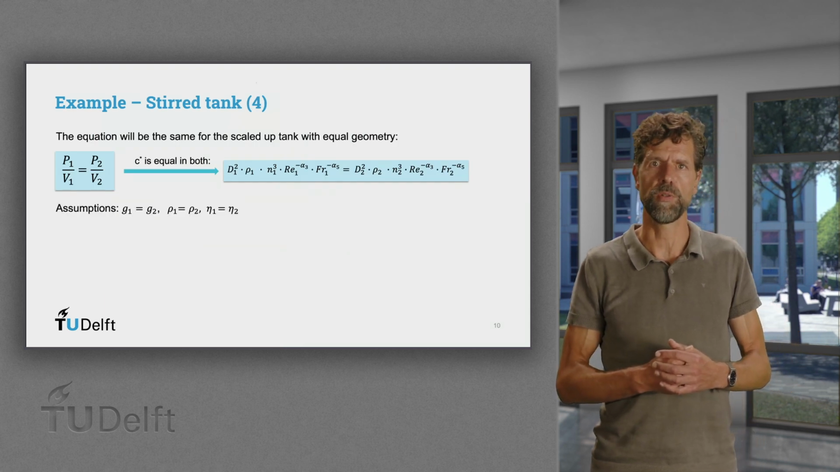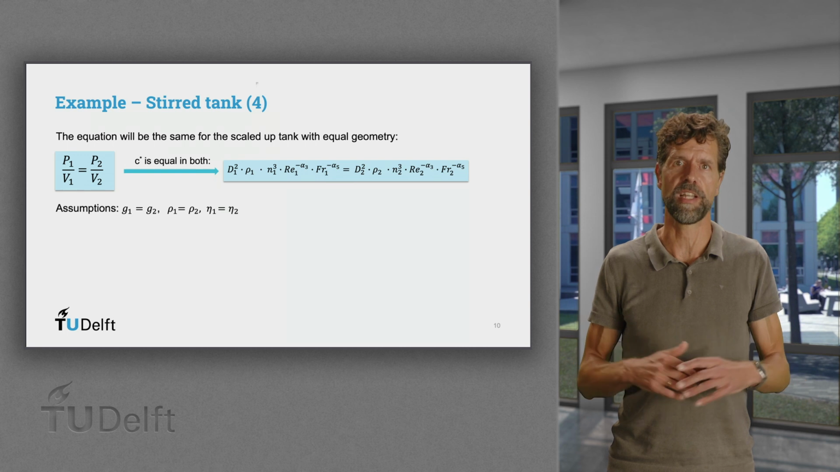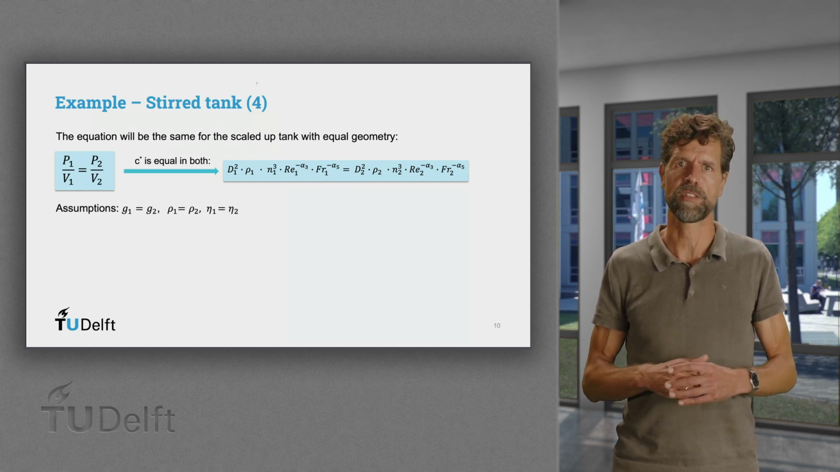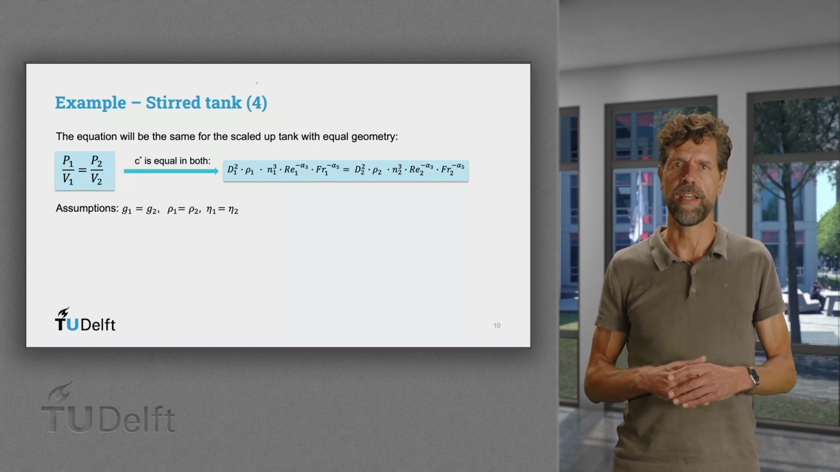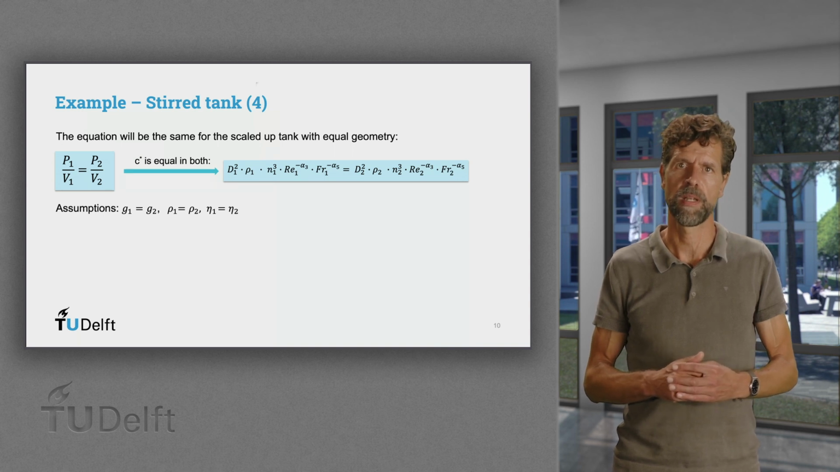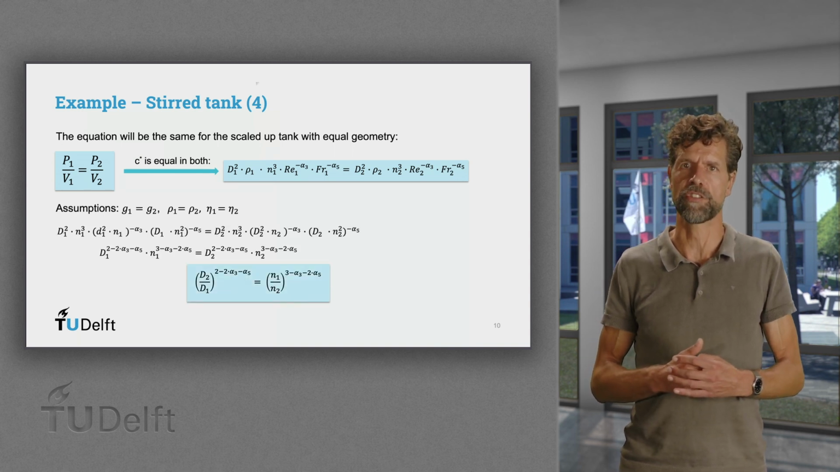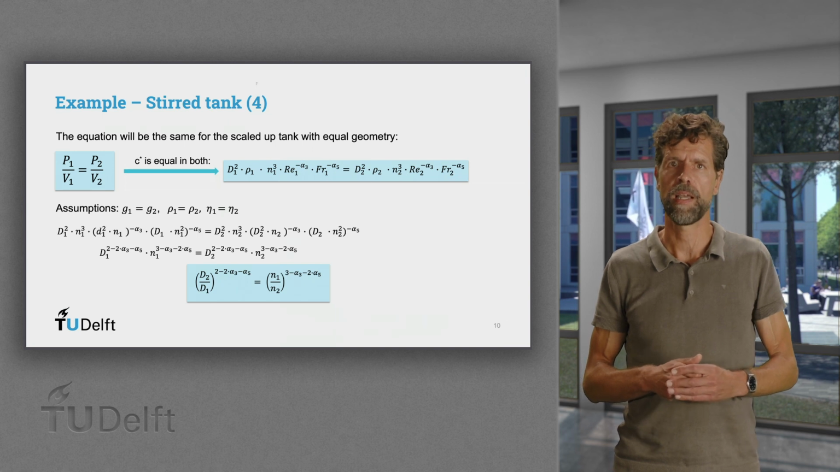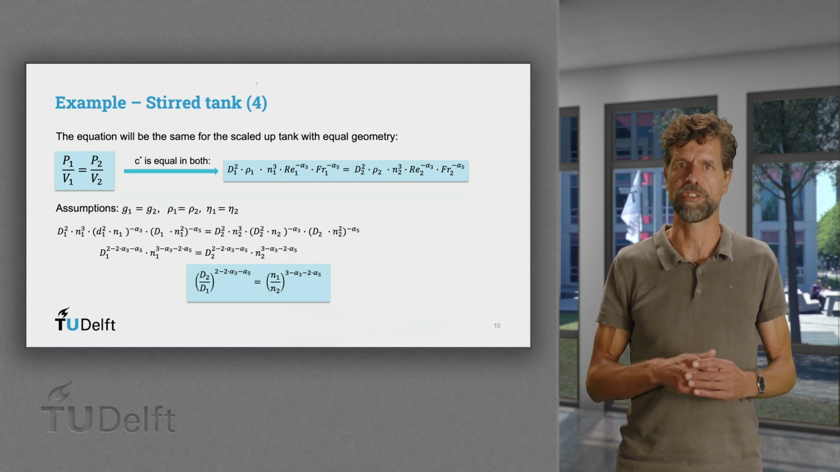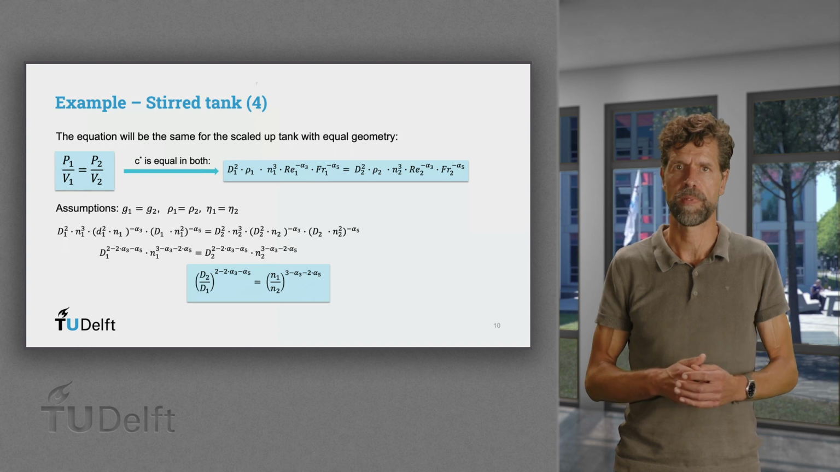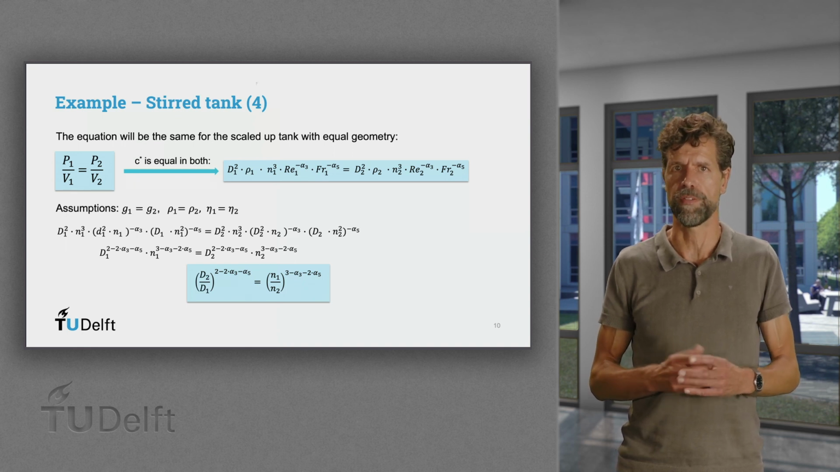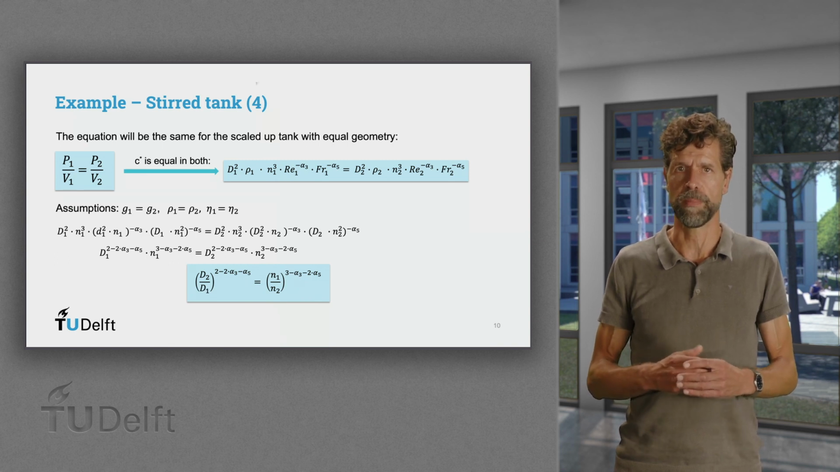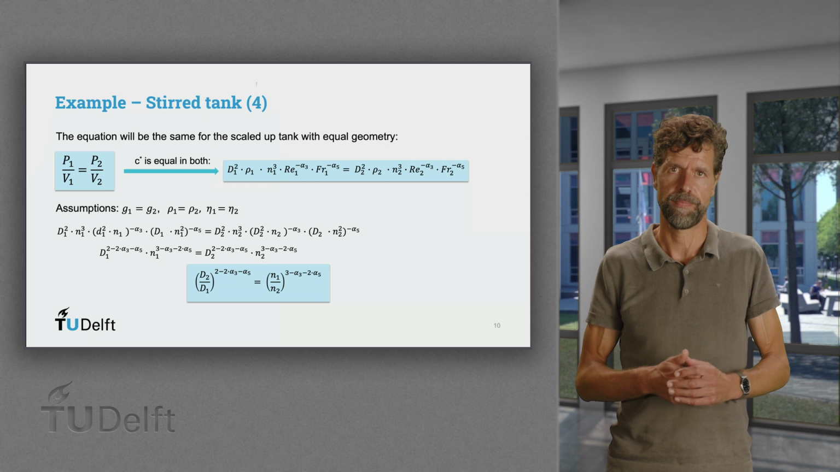In case we use the same fluid in both systems and suppose we stay on planet Earth, we can eliminate the quantities of viscosity, density and gravity from this equation. And now we obtain an equation containing as only quantities D, which is the length scale, and N, which is the stirrer speed on both scales. In the final step, we fill in the scaling ratio D2 over D1. And we can now calculate the ratio of impeller speed, so N1 over N2, for which the power input per volume remains the same at both scales.